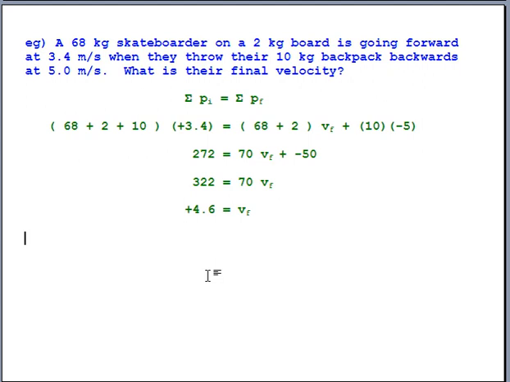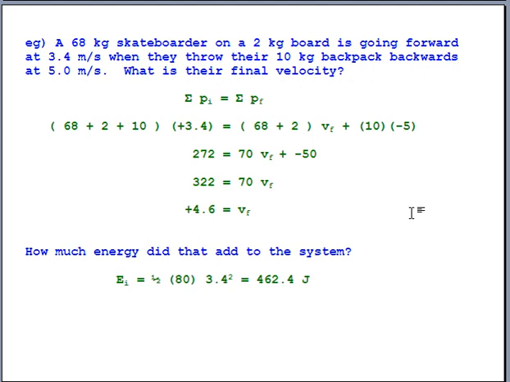An interesting little follow-up question to this is how much energy did that add to the whole system? There is actually an energy gain here, which should make you wonder, like, well, where does that come from? But there is an energy gain, which we can go and figure out. So if you check out the kinetic energy before the collision, we had just the whole big 80 kilogram mess of a kid and their backpack going at 3.4. There's 462 joules of energy at the beginning.